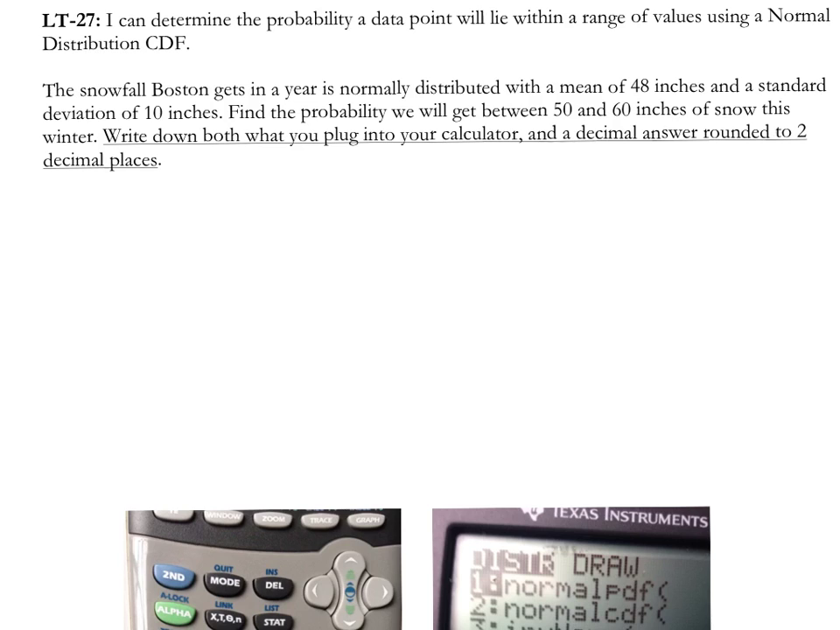Now, the normal CDF instead allows us to calculate the probability that a data point will lie within a range of values. So PDF, we're interested in the probability around a single value. CDF, we're interested in the probability a data point will lie within a range of values. So here's an example problem. The snowfall Boston gets in a year is normally distributed with a mean of 48 inches and a standard deviation of 10 inches. Find the probability we will get between 50 and 60 inches of snow this winter.